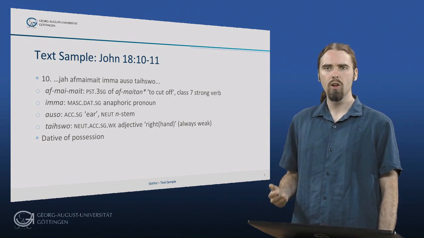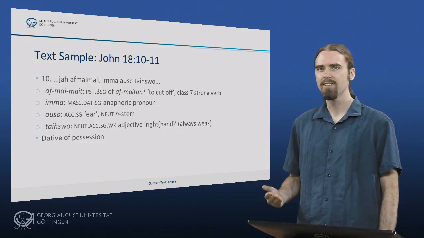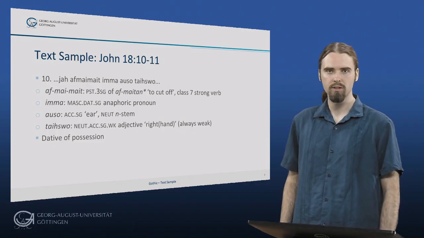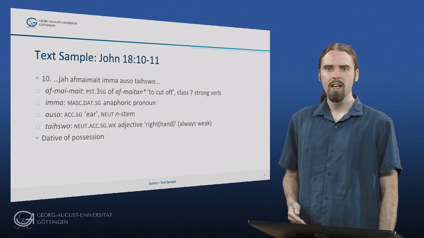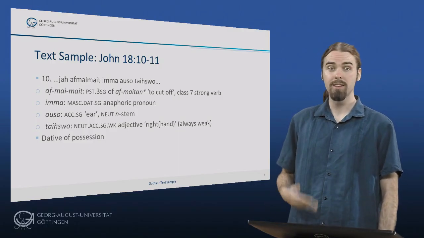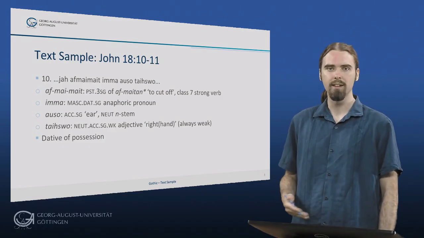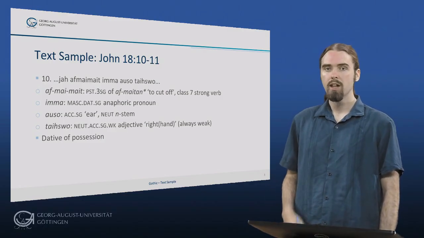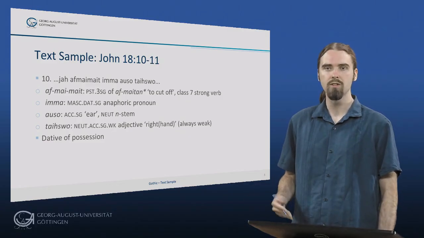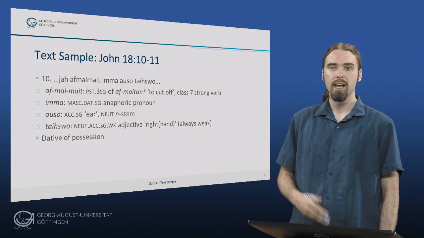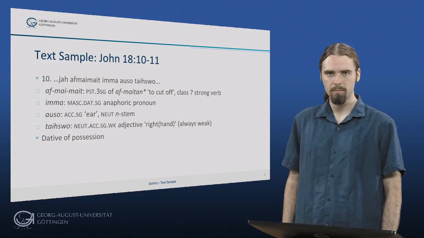Morphologically, ausō belongs to the fairly small class of neuter n-stems, which includes a number of words for body parts. The adjective taihswō has a weak adjectival ending. There's no determiner to condition this, but this adjective always takes weak endings, probably for semantic reasons. Certain adjectives, such as right and left, or comparative adjectives, have implied definite reference and always take weak endings to mark this.